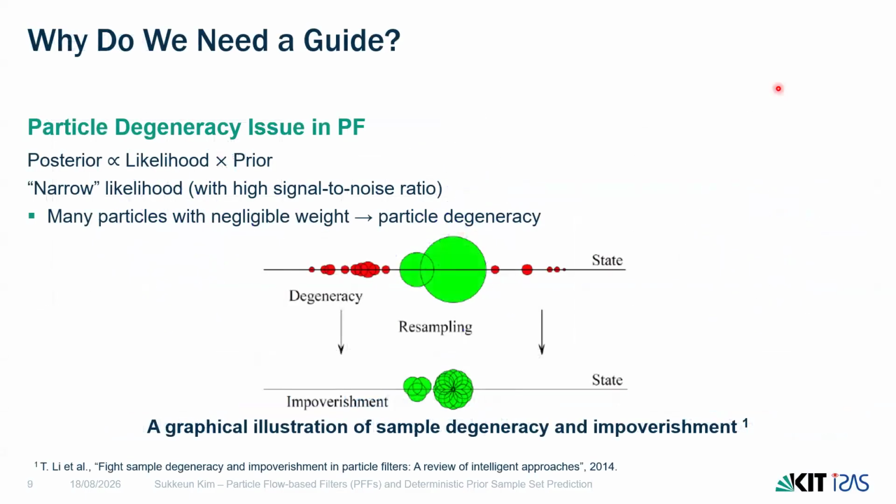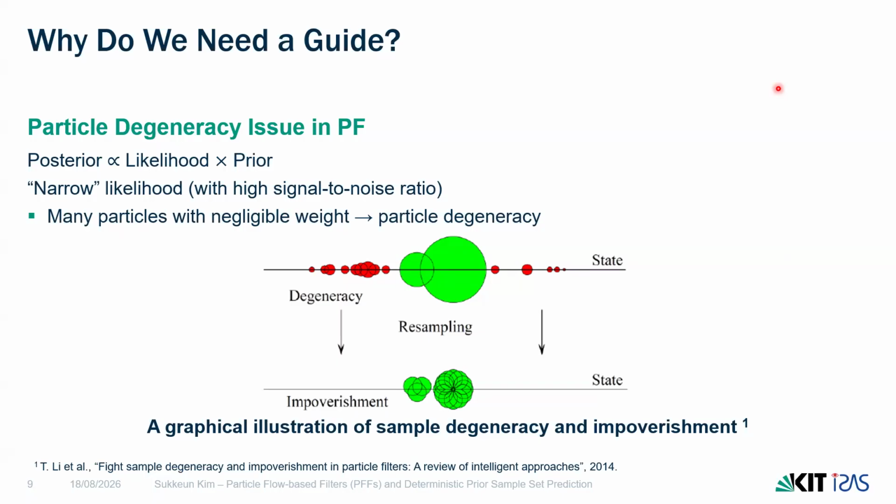So why do we need a guide? This is the first research question. Why do we even need the guide? Because I think these particle flow based filters are quite strong and a really interesting research topic, but it seems like only some of the researchers or research groups are working on this, and it's not really widely introduced.